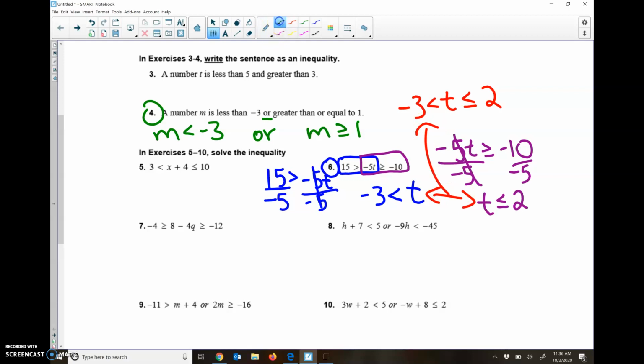All right, let's look at number 8. So 8 we like a little better because it's an OR problem. So it's h plus 7, so I'm going to subtract 7 from each side. So h is less than -2. Then over here, it's a -9 times h, so I'm going to divide both sides by -9. So I get h, I divided by a negative, so I flip the sign, is greater than, and negative 45 divided by -9 is a +5. And since it's an OR problem, we don't have to rewrite it, we can just leave it like that.